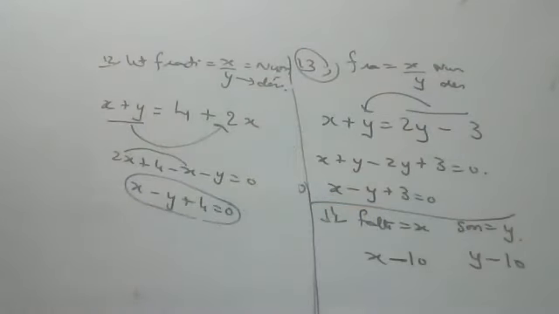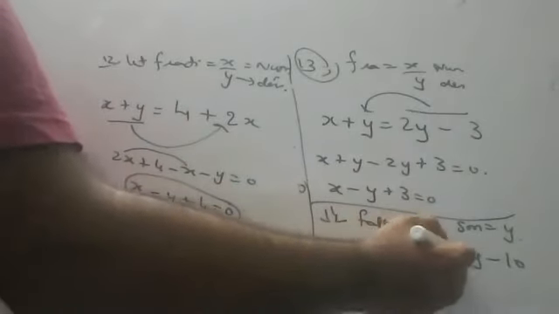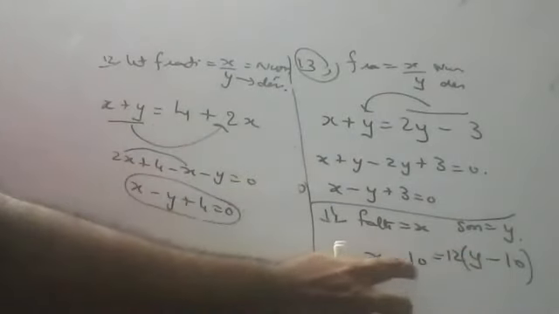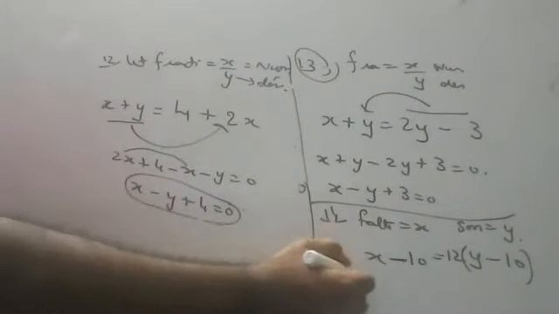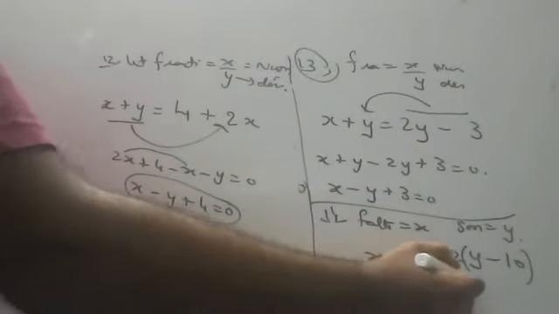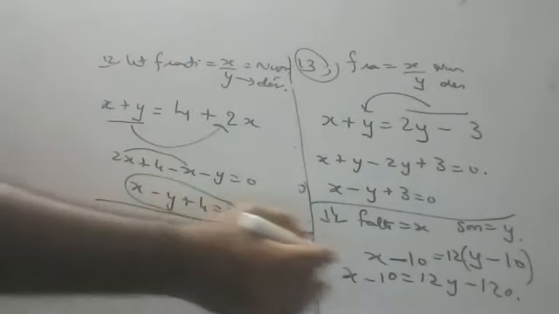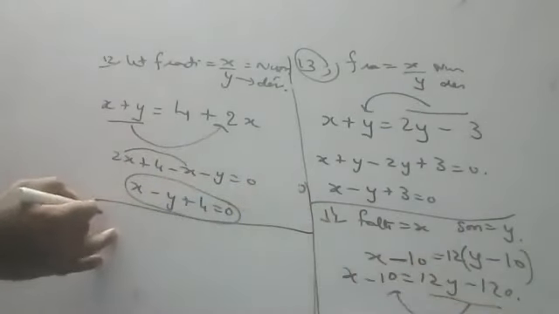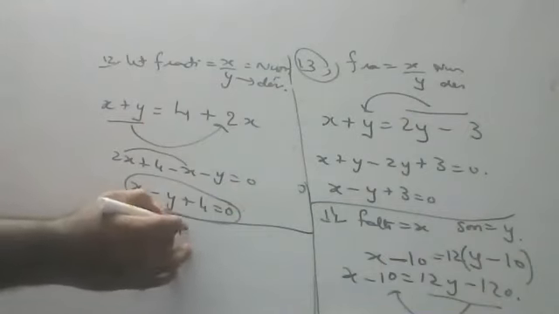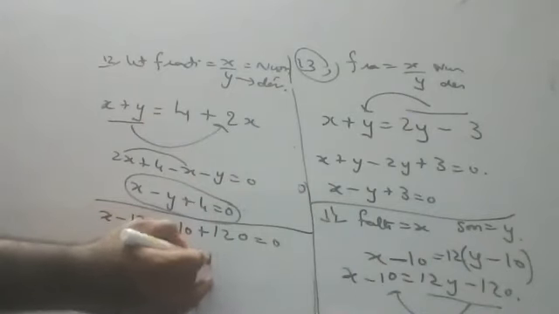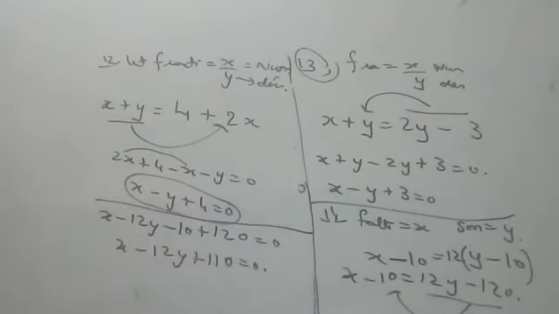10 years ago, father is 12 times as old as his son. So x minus 10 is equal to 12y minus 120. Okay, children. So bring the whole thing here, then it will become x minus 12y minus 10 plus 120 is equal to 0. x minus 12y plus 110 is equal to 0. This is the equation. Please check. Okay, next one.